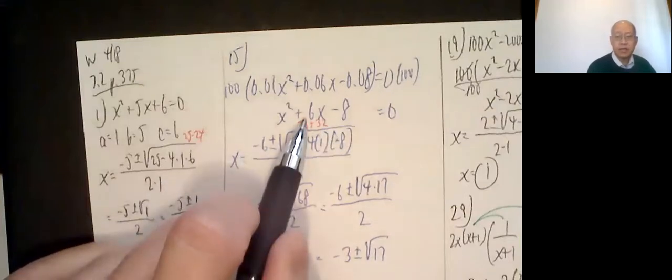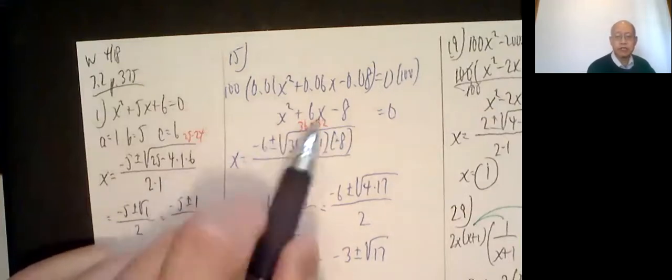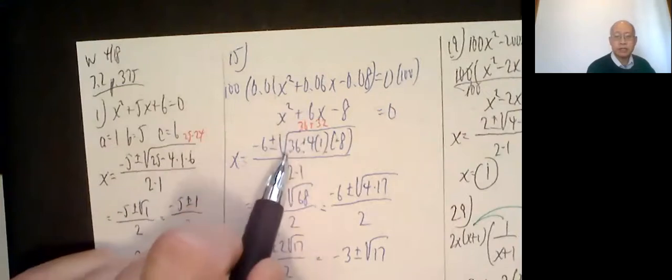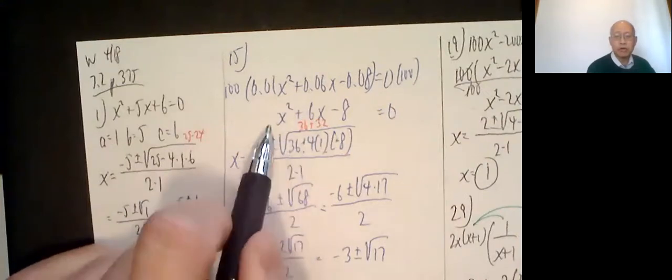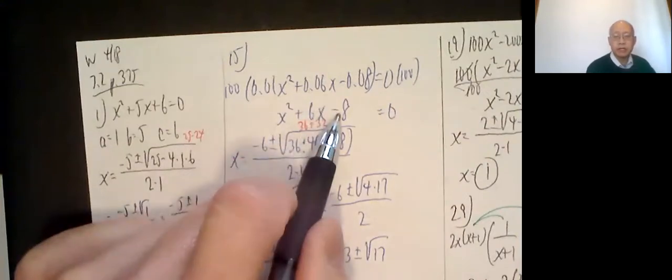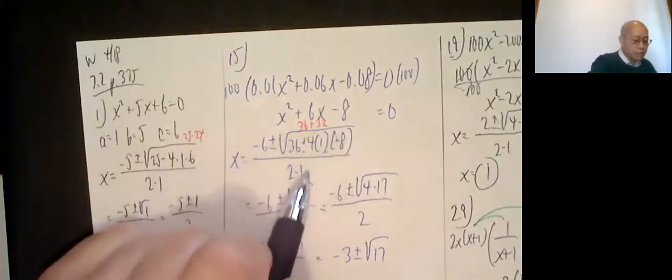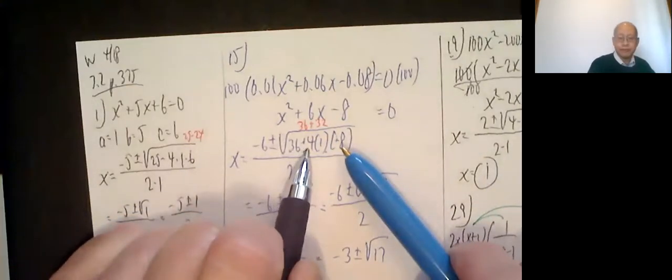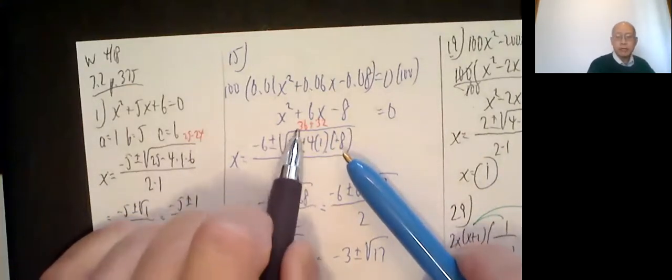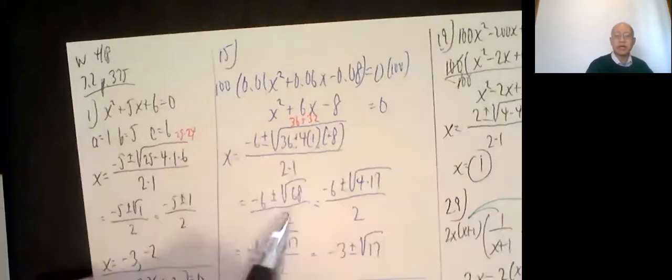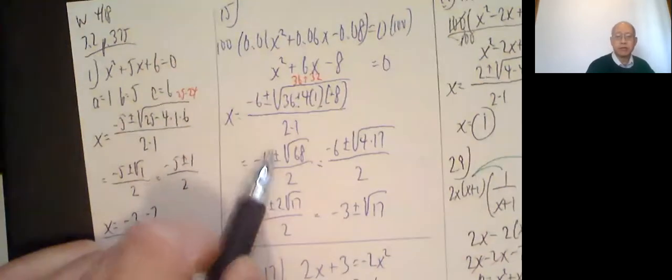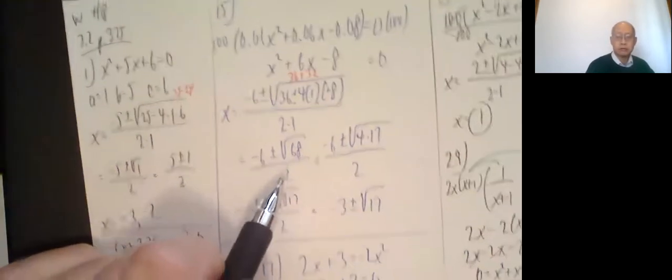So x is -b, -6, plus or minus square root of b squared, 36, minus 4 times a, which is 1, times c, which is -8. So I have a double negative, so I made them positive. Scratch paper, 36 plus 32 is 68. So -6 plus or minus the square root of 68 all over 2.